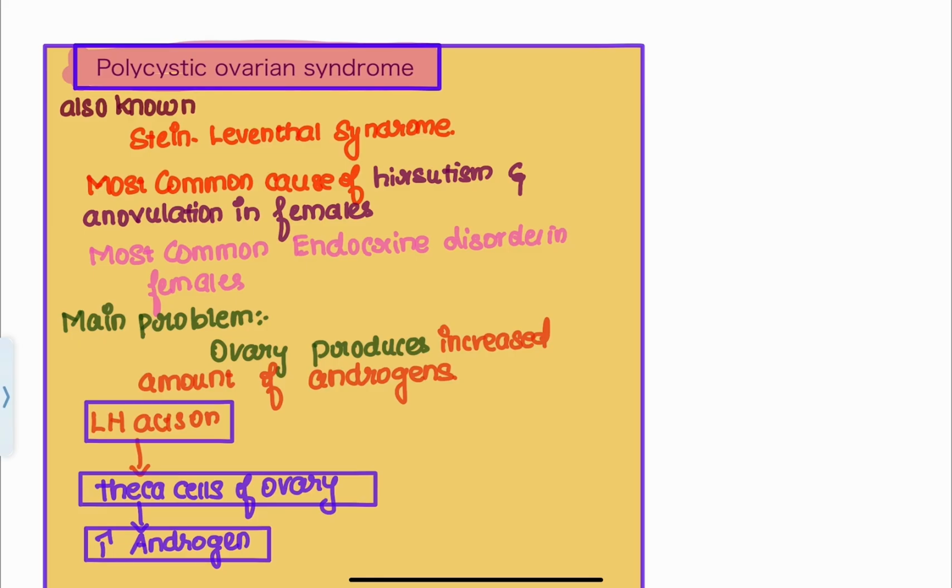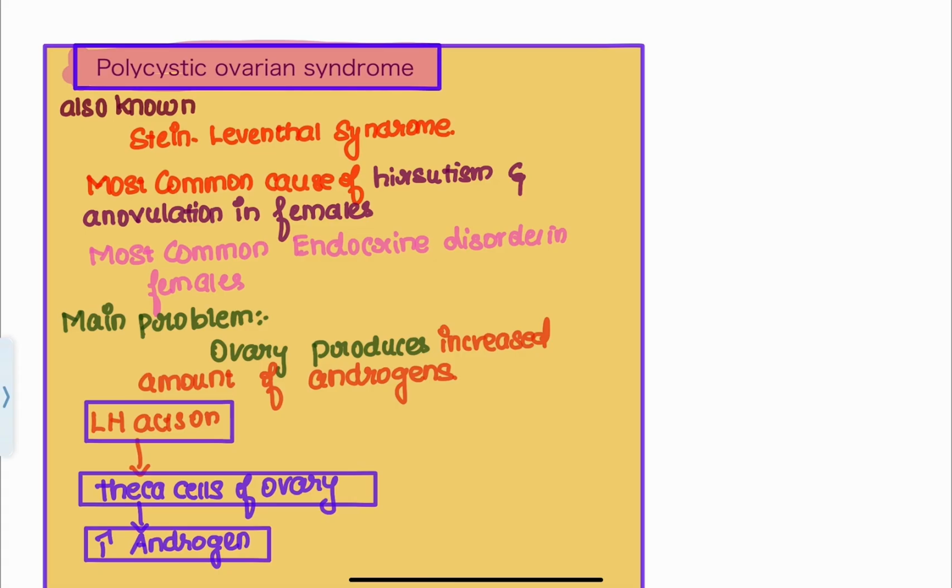So in this module, we are going to discuss the most important condition in gynecology. It's all about Polycystic Ovarian Syndrome. PCOS is one such important topic without which you can't attend any examination in Obs and Gyne, right?